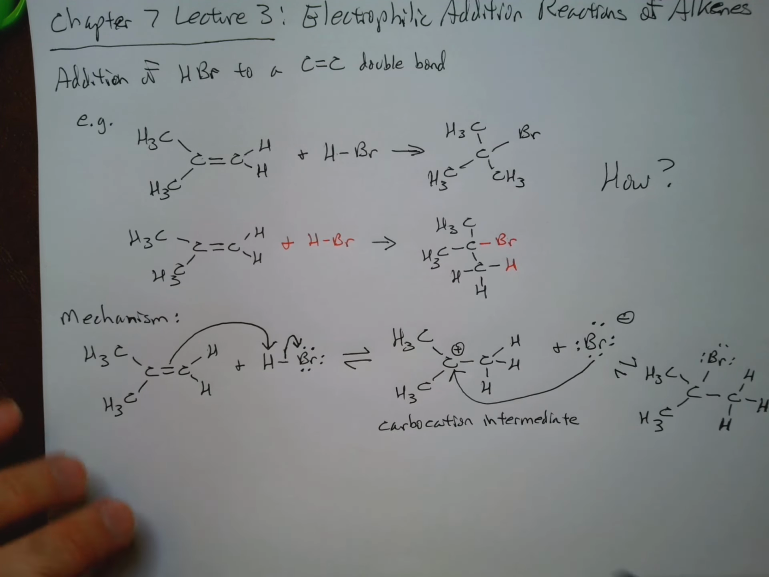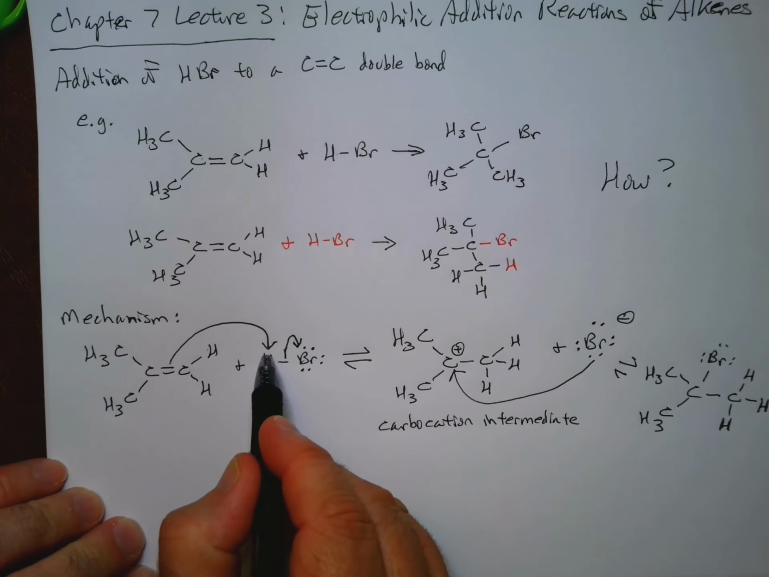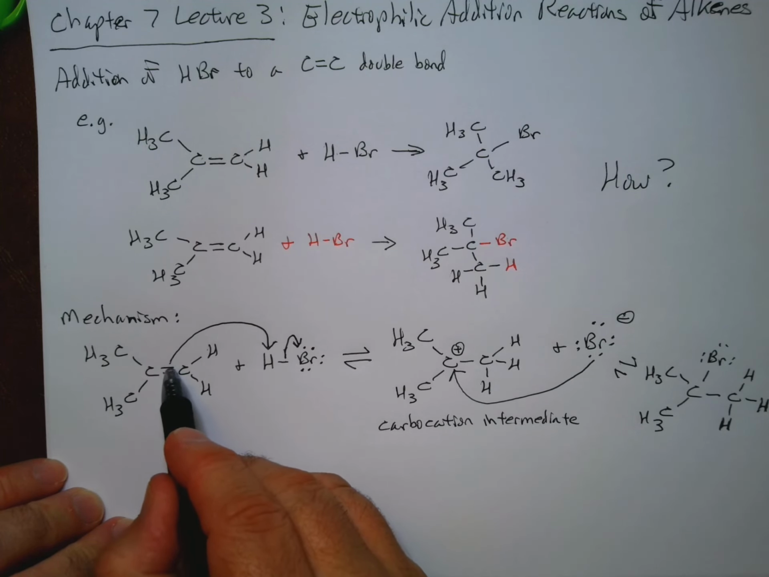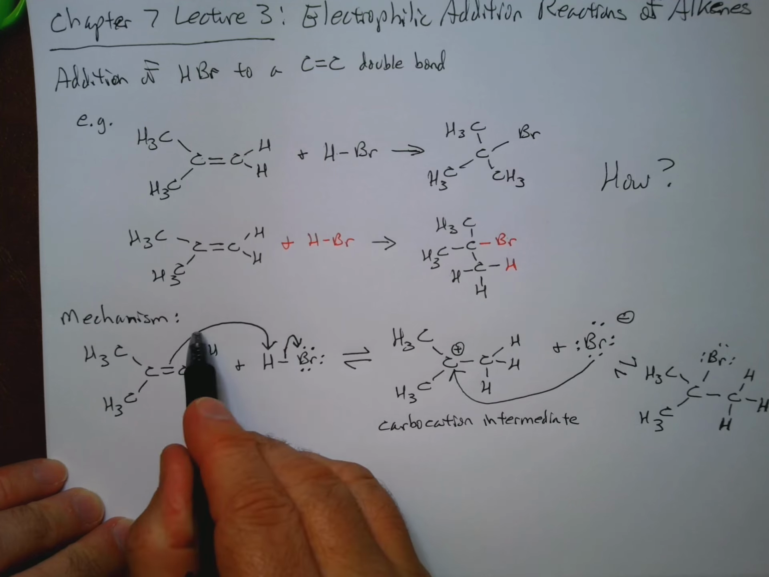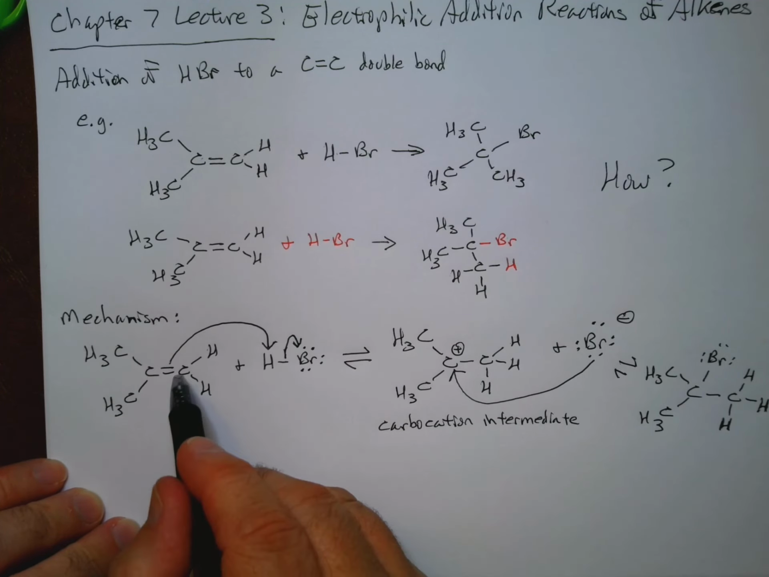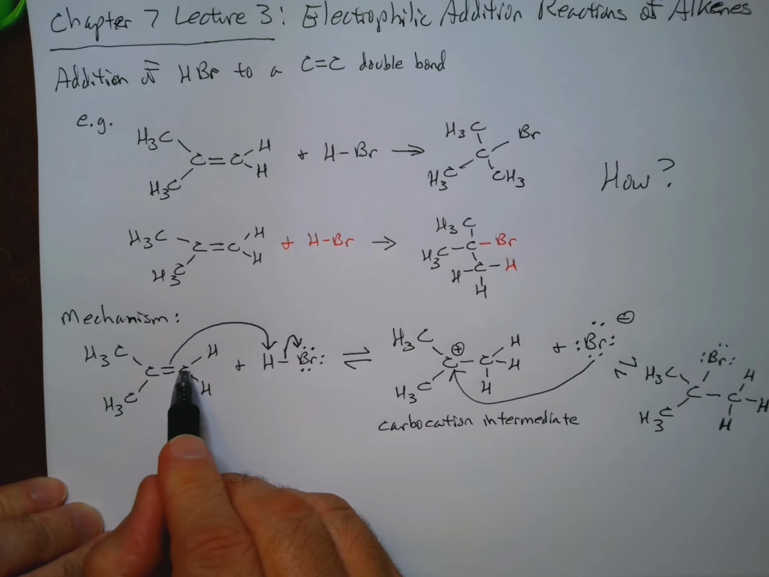So looking at this, what do we have? Well, again, first we have the protonation of our alkene. So pi electrons from the double bond pull the proton off. So they reach out and they pluck the proton off. And that proton happens to go to this carbon, the less substituted carbon. We'll talk about that in just a minute.